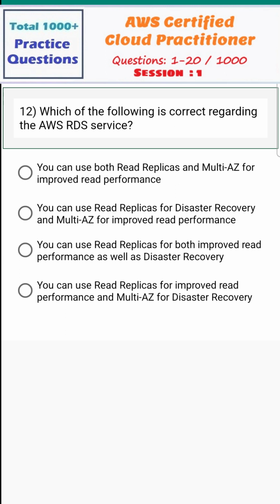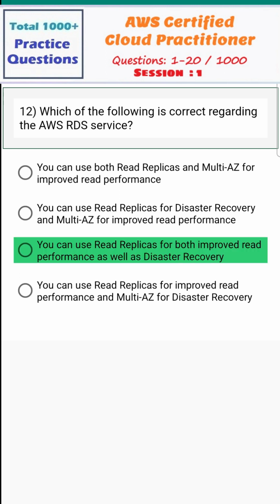12th question, which of the following is correct regarding the AWS RDS service? First option, you can use both read replicas and multi-AZ for improved read performance. Second option, you can use read replicas for disaster recovery and multi-AZ for improved read performance. Third option, you can use read replicas for both improved read performance as well as disaster recovery. Fourth option, you can use read replicas for improved read performance and multi-AZ for disaster recovery. Guess the answer. The correct answer is third option. You can use read replicas for both improved read performance as well as disaster recovery.